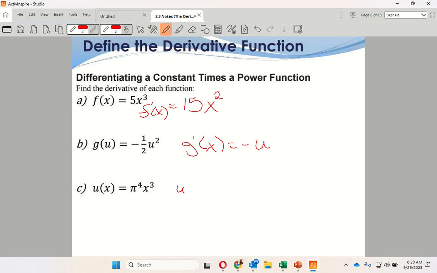So my u prime of x. Oh, actually, I just realized I wrote this one wrong. It should be of u. So u prime of x is going to equal 3 pi to the 4th u squared.